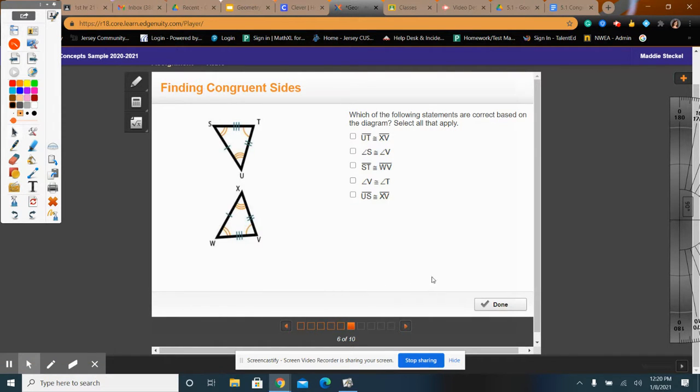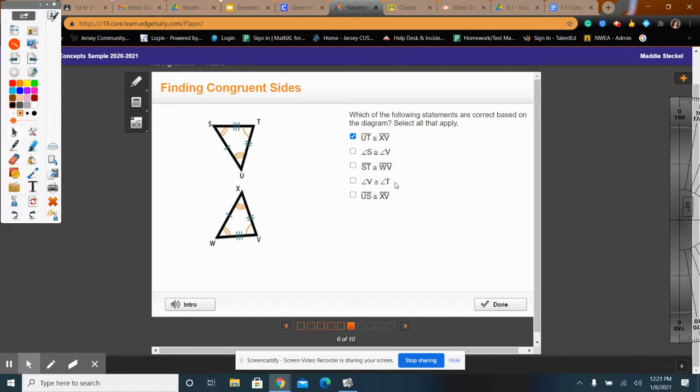Based on the figures, which statements are correct? They have everything matched up and drawn for us, so we just need to see the markings. UT has 2 markings. What does XV have? Oh, it has 2. That'll be it. S has 2. Does V have 2? No, V has 1, so that can't be right.